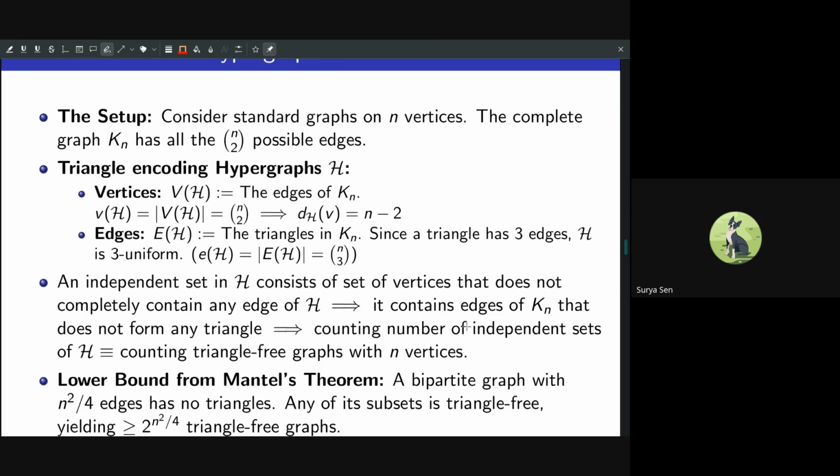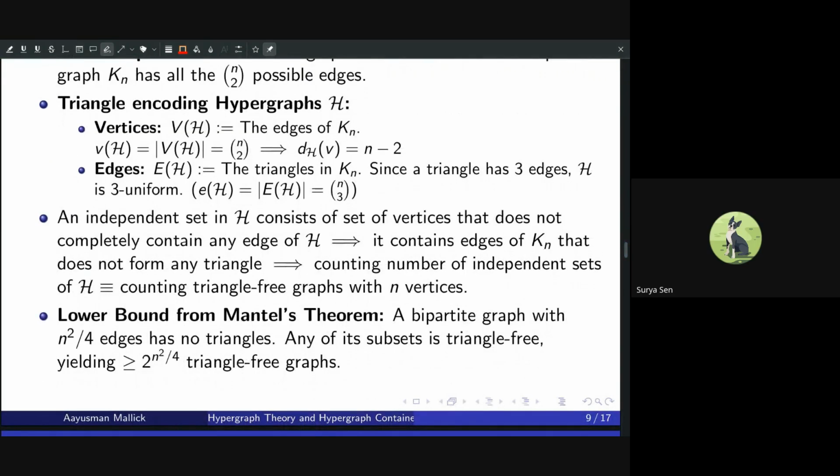Sir, can you explain again the degree of a hypergraph? What do you mean by that? I couldn't follow that part very well. Okay, sure.